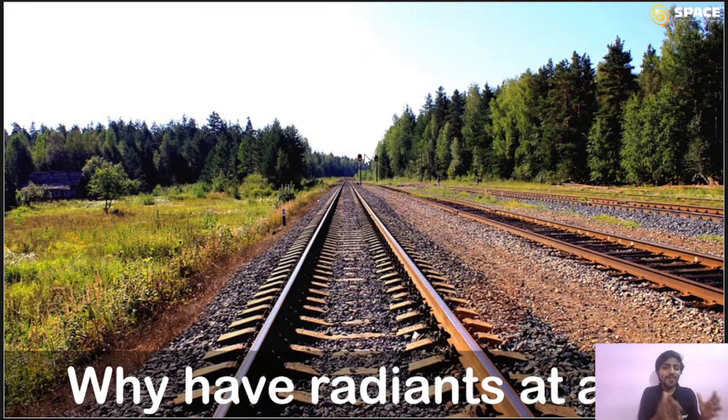The reason for having radiants and the reason why these railway tracks seem to converge at a single point is the same. The same reason causes both these phenomena. It's a very strange thing. It's something that all of us have always seen in our lives, but we have never really paid attention to this fact that railway tracks seem to converge even though they are parallel. So there's a reason behind it.